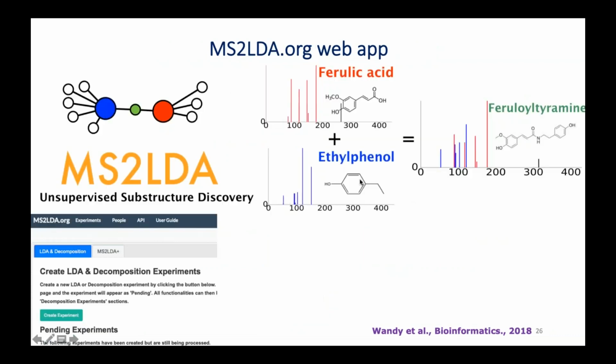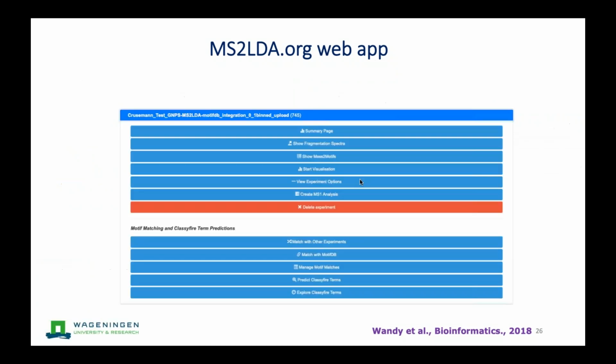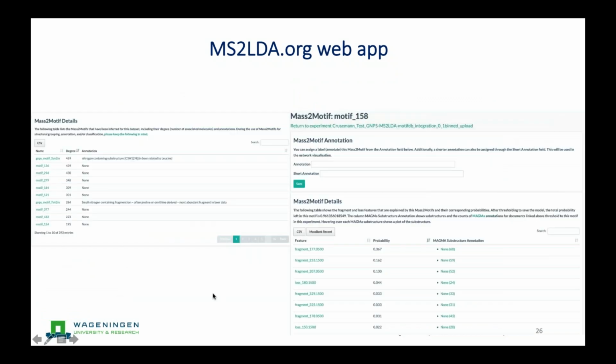Joe put a lot of effort into building this nice MS2LDA.org web app. So if you have not visited yet and you're interested in substructure finding, go there and have a look around. And also you can apply for an account, and then you can start to do your own substructure finding, where losses are part of it.